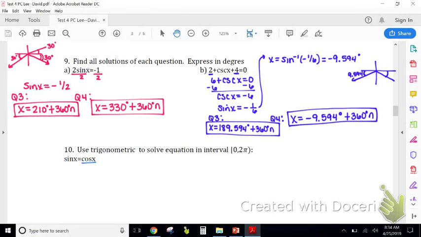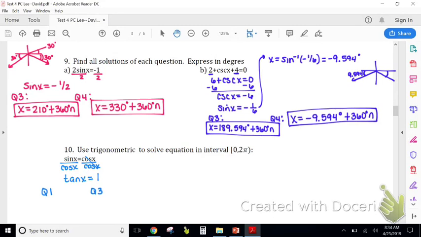So what we can do, though, is divide both sides by cosine. And so when I do that, sine over cosine is tangent. And cosine divided by itself is 1. So we're looking for where tangent is going to be positive 1. Well, tangent is positive in what quadrants? Quadrant 1 and quadrant 3.